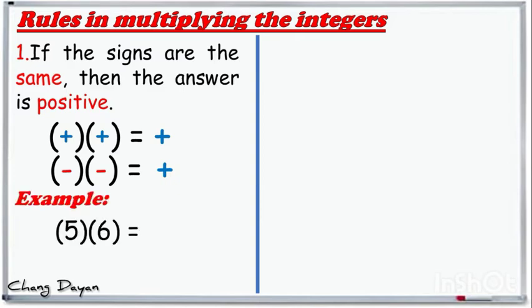Say we have here positive 5 times positive 6. As we all know, these two numbers are all positive. That's why our answer here is positive 30. Next is negative 7 times negative 3. Here, both integers are negative. Therefore, our answer here is positive 21.